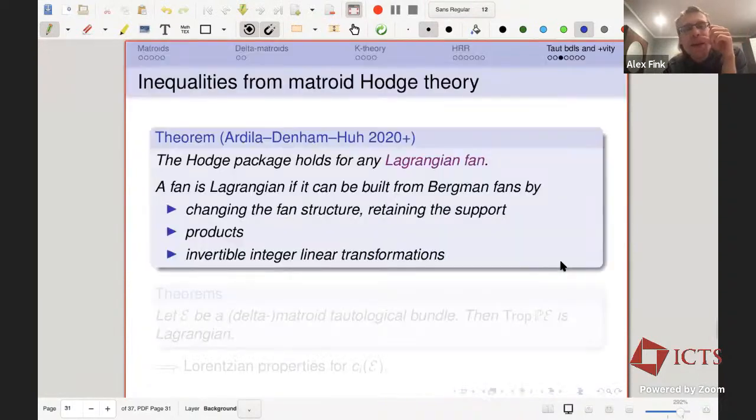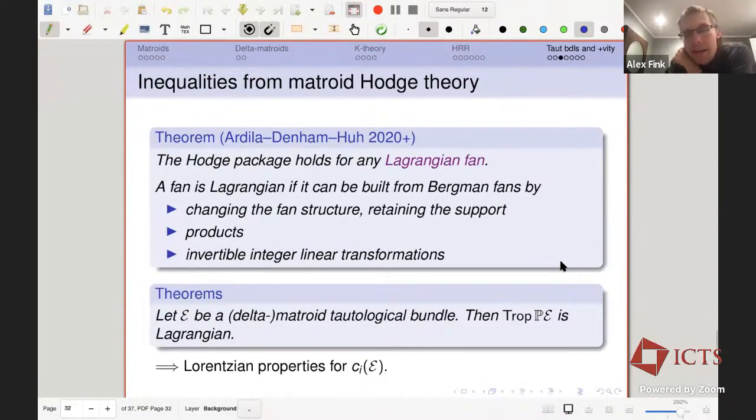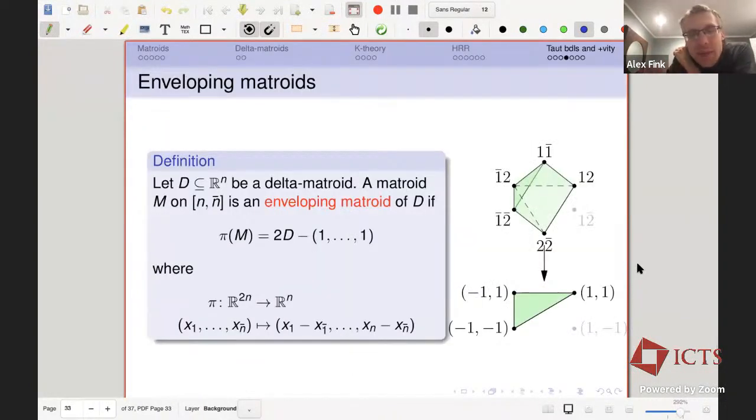In type B, so I've said how this is done. Given that my time is running short, I think I will jump to what happens in type B. And in type B, it's a bit awkward. In type B, we can prove inequalities. You can use this Hodge package given a technical assumption that there's a matroid which projects onto the delta-matroid in the way described on this slide. We call this an enveloping matroid. This is a term from the book of Borovik, Gelfand, and White.